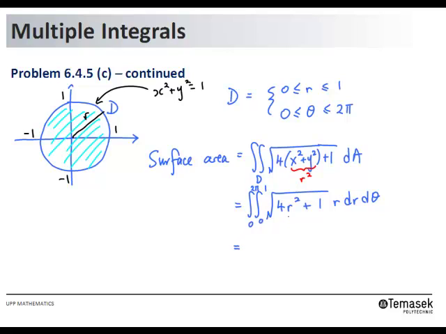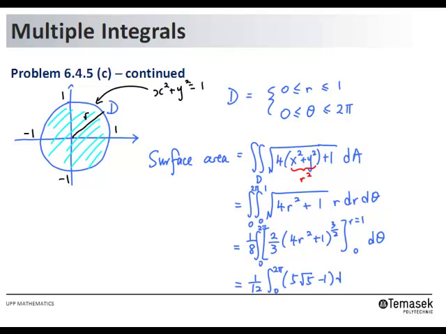Integrating with respect to r, we get this. Which simplifies to, finally integrating this, we get, which is approximately 5.3304 units squared.